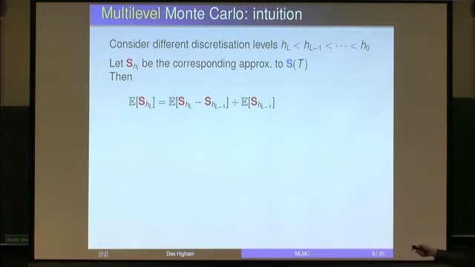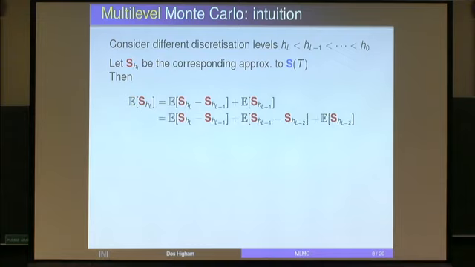So let's take this expected value here. That's the expected value of my discretization at the smallest step size. I can trivially expand that by adding and subtracting the Euler-Maruyama solution at the next coarsest step size. So you may think of this as using a control variate. My control variate is my solution on a coarser grid.